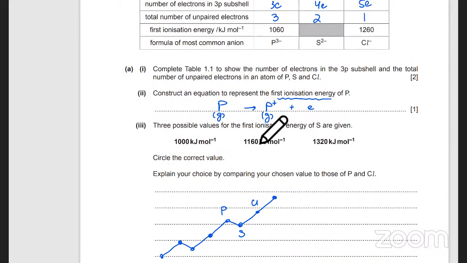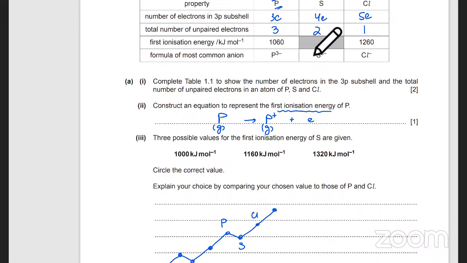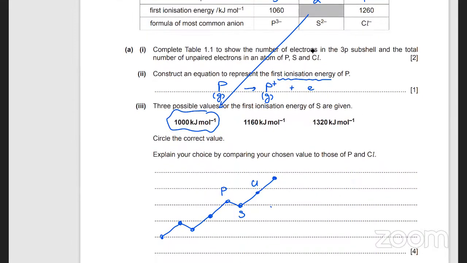तो पहले तो ये बताना कि sulfur it's going to be a dip. So that means the correct answer is going to be 1000, right? Is that clear? Because of the dip. And then you have to explain the dip. Okay, उसने कहा explain your choice. So the explanation is that in sulfur, electron is removed from a paired p subshell. अच्छा, 4 marks.